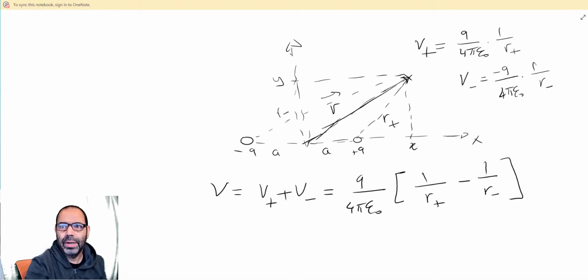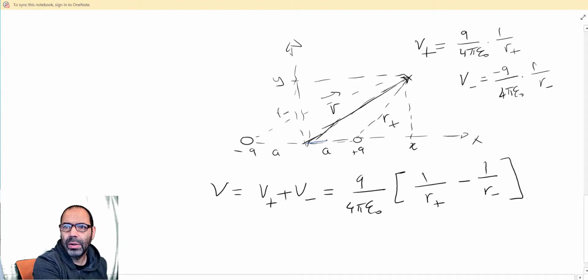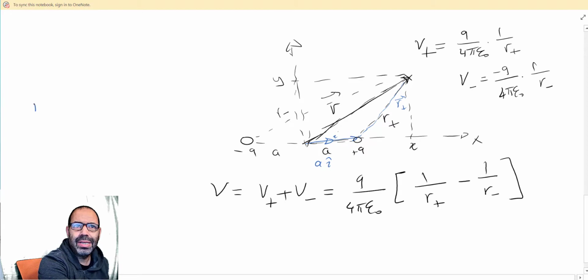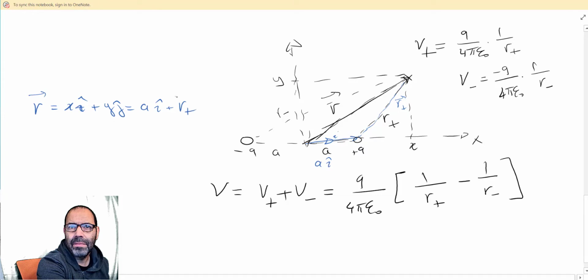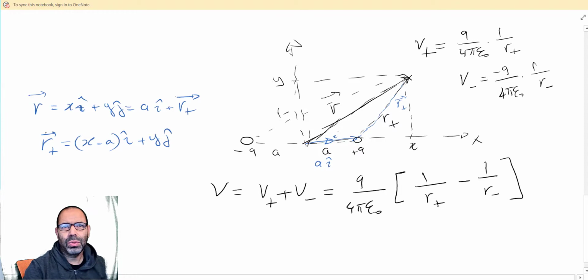Okay, so let's do that quickly in here. I know I promised we're going to do problems with this chapter, and we are. So this is basically the unit vector i hat. This distance, if you notice, this vector actually is a times i hat. So I have this vector a i hat, and plus to it this r plus vector, it's clearly from this geometry equal to r. So I can see that r, which is x i hat plus y j hat, is the same thing as the sum of this a i hat plus r plus as a vector. From here I can solve for r plus as a vector, which is going to be x minus a times i hat plus y j hat.